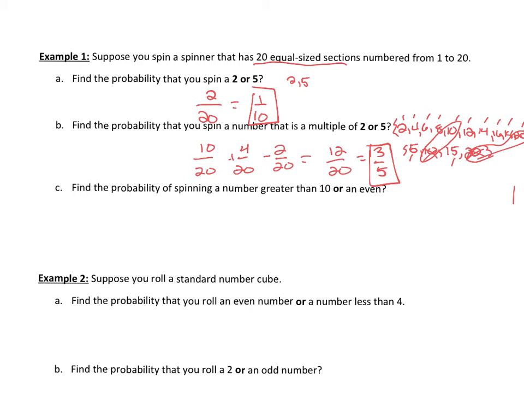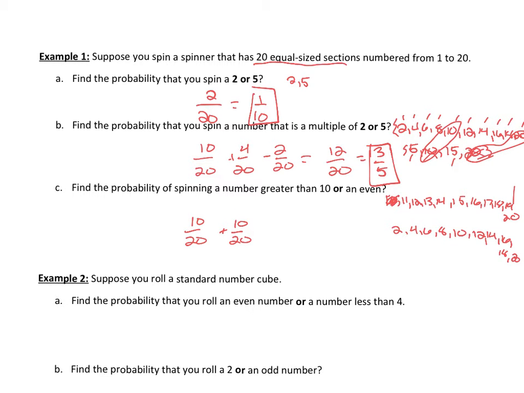If we look at the probability of spinning a number that is greater than 10 or even, we need to look at the same thing. So think about listing them out. Greater than 10 wouldn't include 10, so we have to think about 11 through 20, and that's really just a 10 out of 20 chance, so basically a 1/2 chance. If we look at the evens, again, that should be a 10 out of 20 chance.